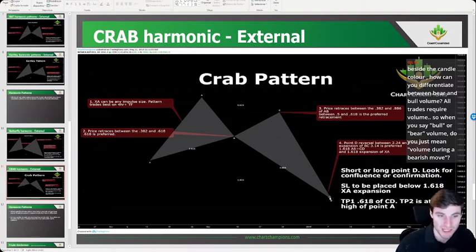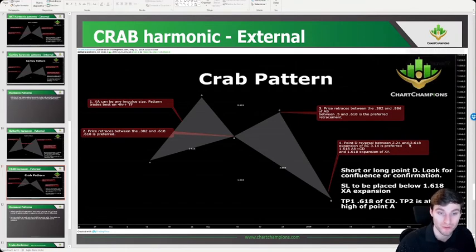Then to get point D, where you're looking for the long, the point D reversal is between the 2.24 and the 3.618 expansion of B to C. So take your Fibonacci expansion from B to C and you want to see this come down between the 2.24 and the 3.618. Also, you can look for a 1.618 expansion from X to A. So take a Fibonacci expansion from X to A and look for that expansion to be the 1.618. Hopefully that's very clear. And you could also see A to B.